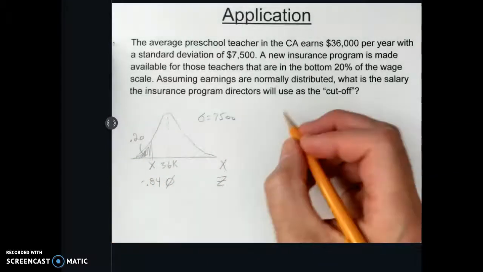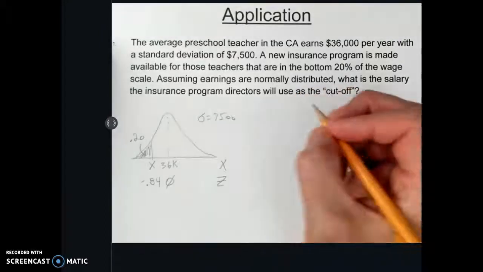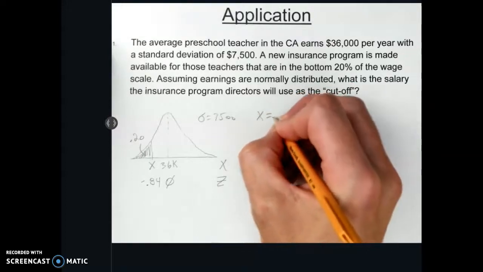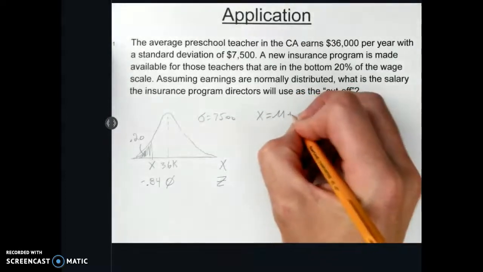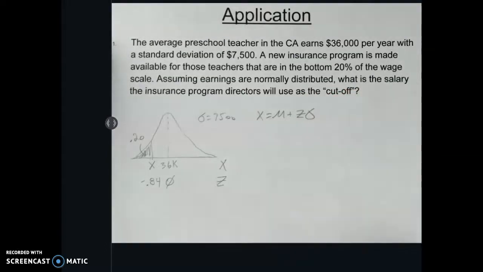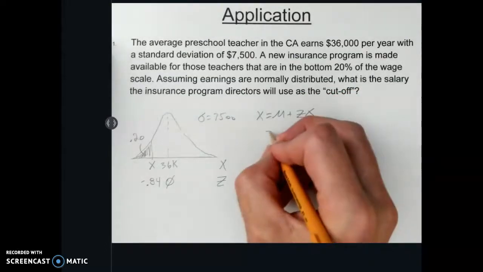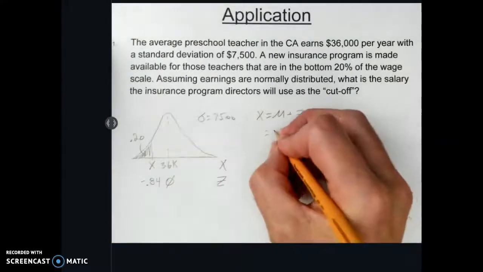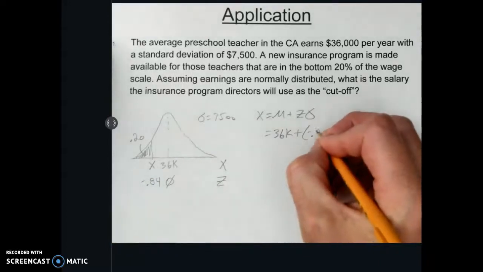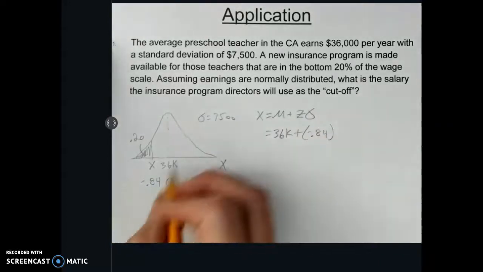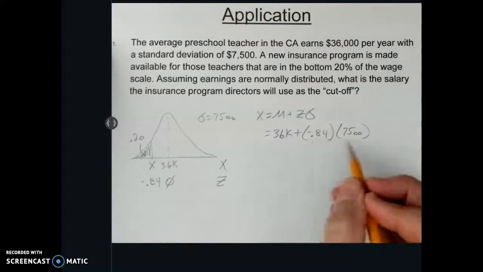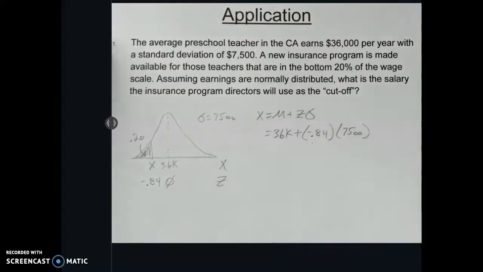Okay? Recall the formula that we used previously. It says that an X value will be equal to the mean of the data plus the Z value multiplied by the standard deviation. Well, now we have all the information because we know the mean, that's 36,000. Okay, we also know the Z, that's negative 0.84. And we also know the standard deviation, which is 7,500.